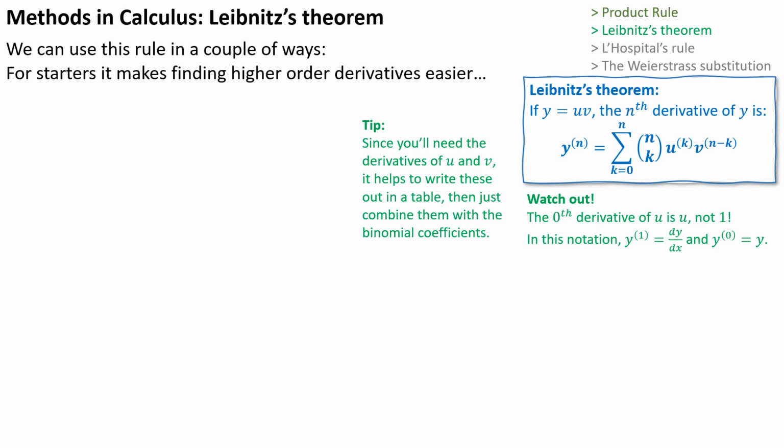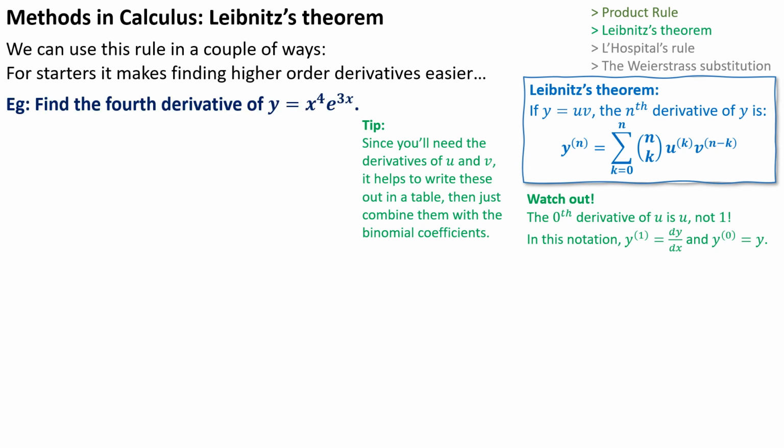Another tip for you. This will really help with the structure of your layout. You're going to need various derivatives of u and v. So if we're looking for, say, the third derivative of something, you're going to need the first, second, and third derivatives of u and v. There's no getting around that. You need all of the derivatives, ascending derivatives of one of them and descending derivatives of the other one. So you're going to need to write them all out. What often helps is that you write them in a table, and then you have the binomial coefficients alongside, so you can then just combine them at the end. I'll show you how I normally lay this out.